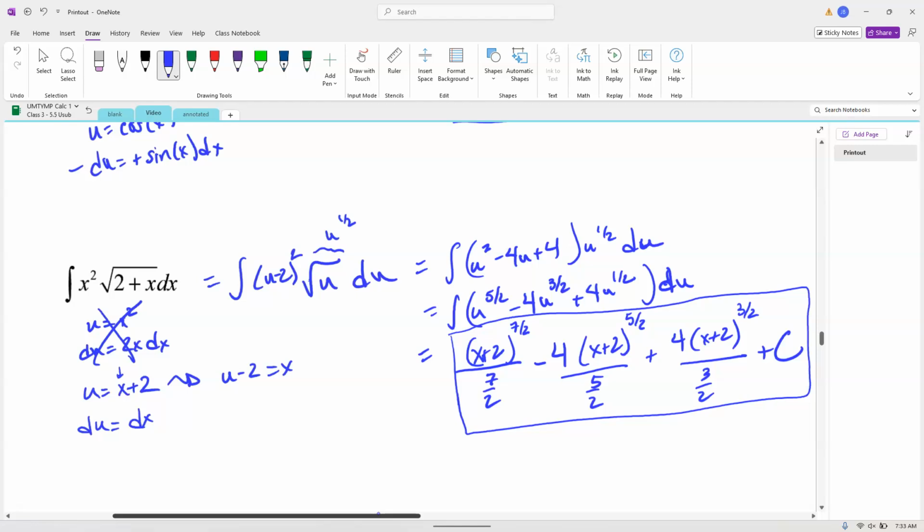Okay, so we saw a few different ways of implementing u substitution with indefinite integrals. Next video, we'll see a few more examples.